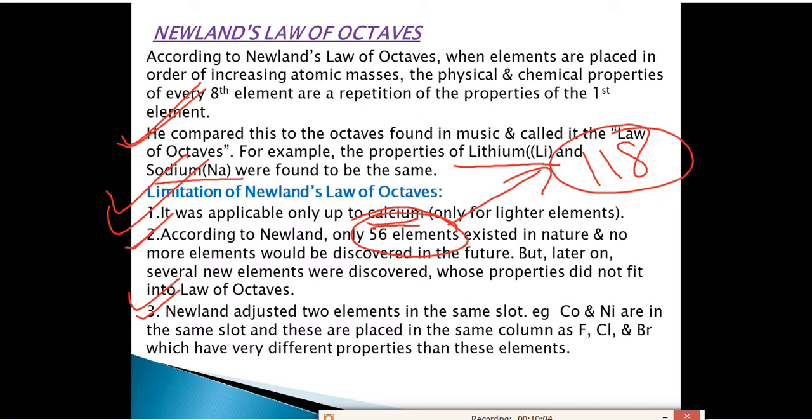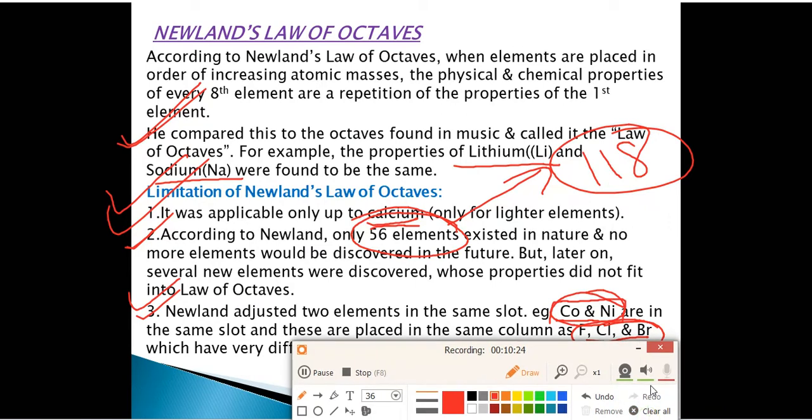Okay, one more mistake he made is that cobalt and nickel, he placed these elements in the same slot and in the same column along with the halogens fluorine, chlorine, bromine. But we know that the properties of cobalt and nickel are completely different from the halogens fluorine, chlorine, and bromine. So this is also one of the limitations of Newland's law of octaves.